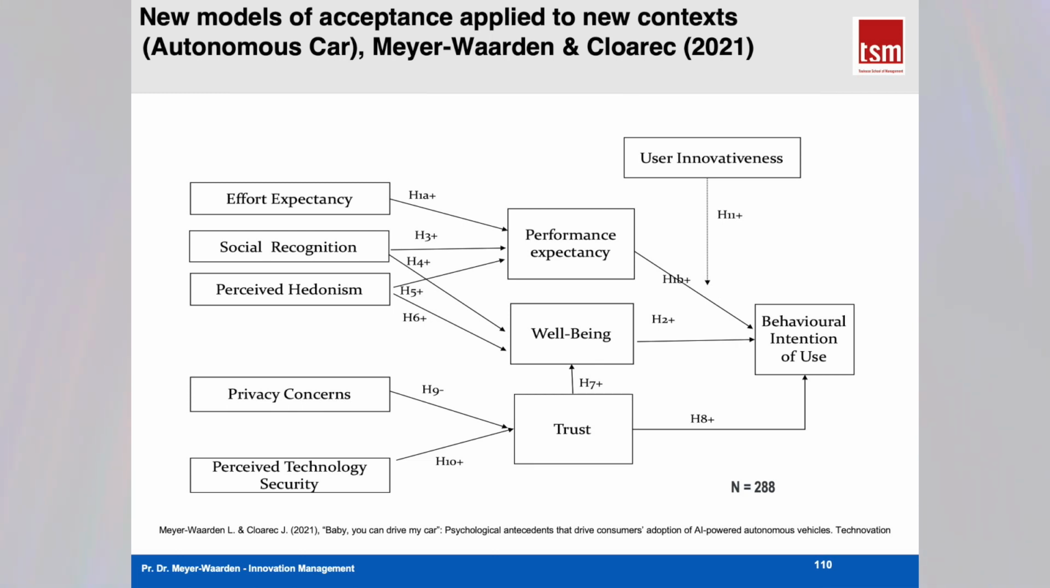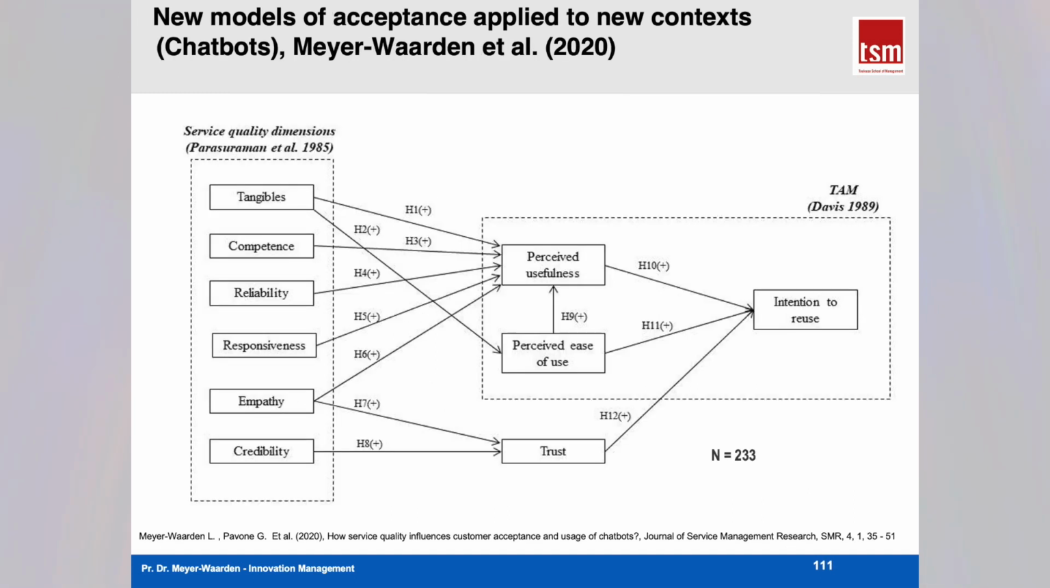In this example, we adapted the basic TAM model, based on perceived usefulness and ease of use on intention to use, for chatbots. And we enhanced the basic TAM model by the service quality model developed by Parasuraman and colleagues in 1985. So we consider that tangibles, that is material elements of a chatbot, such as technical infrastructure, impact positively perceived ease of use and perceived usefulness.